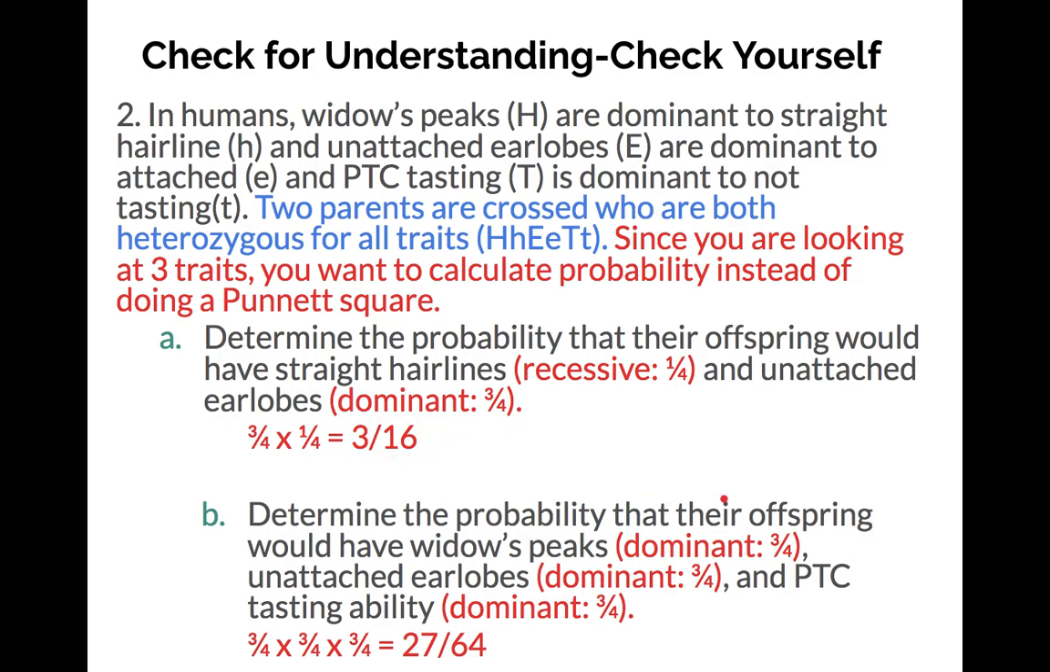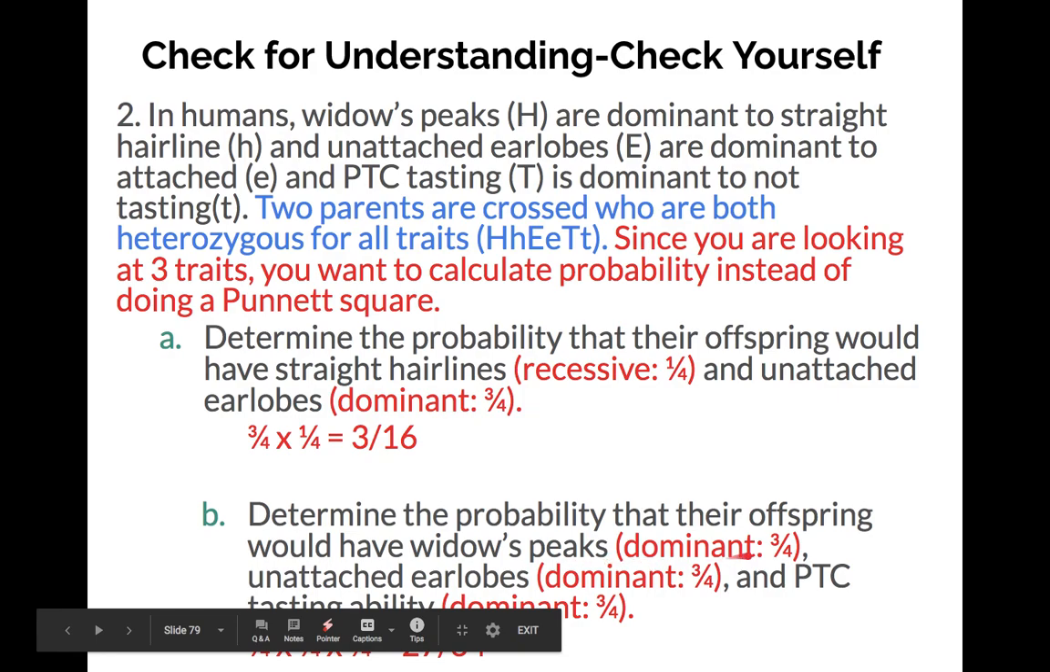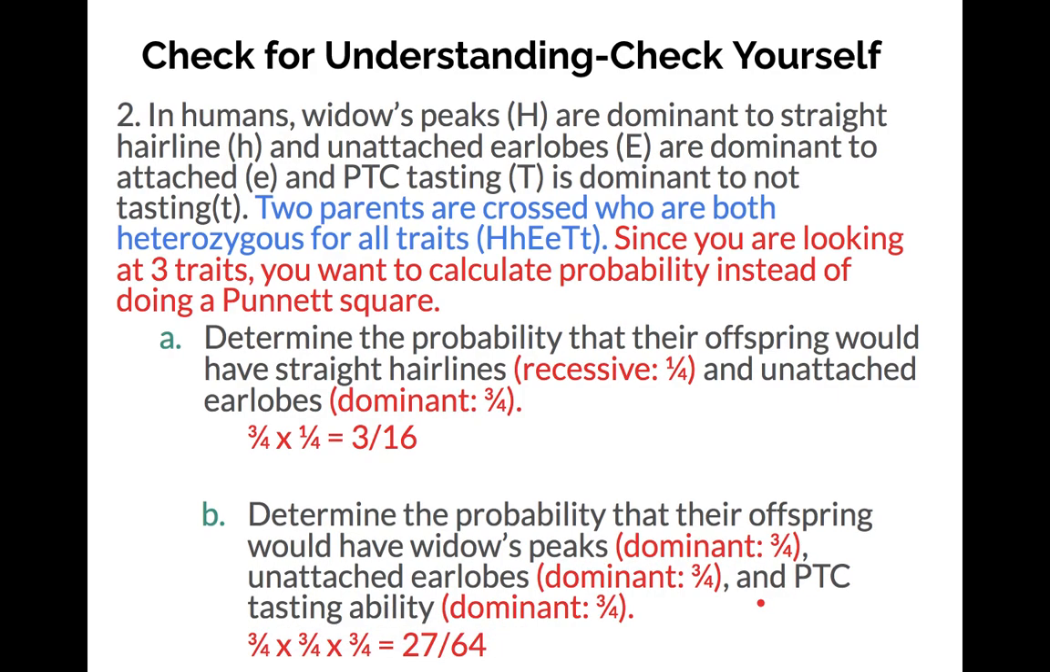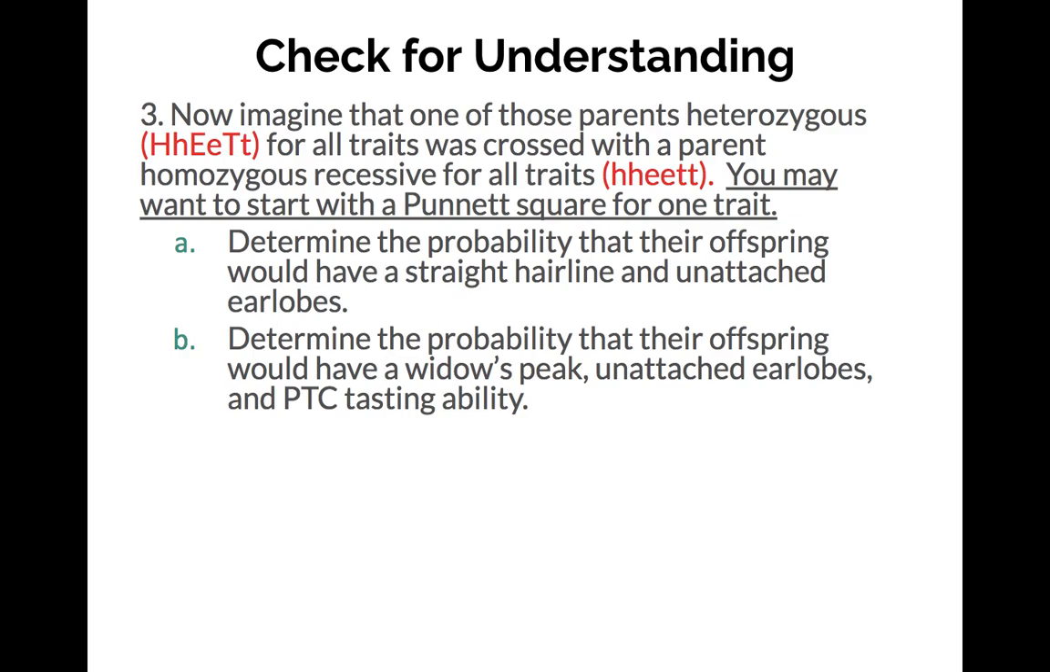Now we have that third trait, okay, a widow's peak, which in the problem it told us was dominant. Unattached earlobes was also dominant, and PTC tasting ability was dominant. You multiply those 3 dominant traits together, and we get a 27 out of 64 chance.